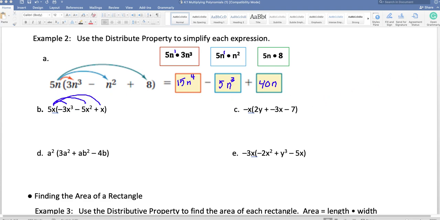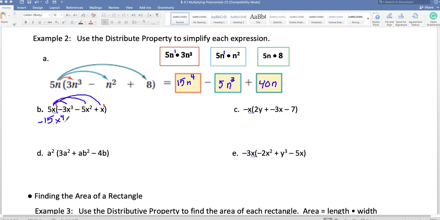First thing I'm going to do is make sure I've got all my exponents. All right, this x has an understood 1. This one has a 3, that one's got a 2, and this one has an understood 1. Okay, so 5 times negative 3 is going to give me a negative 15. X to the first power times x to the third power, 1 plus 3 is going to give me x to the fourth power.